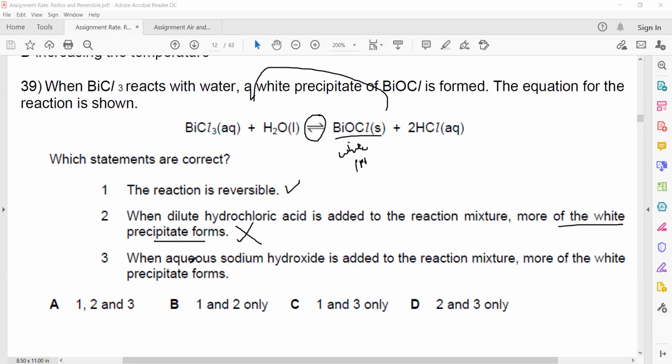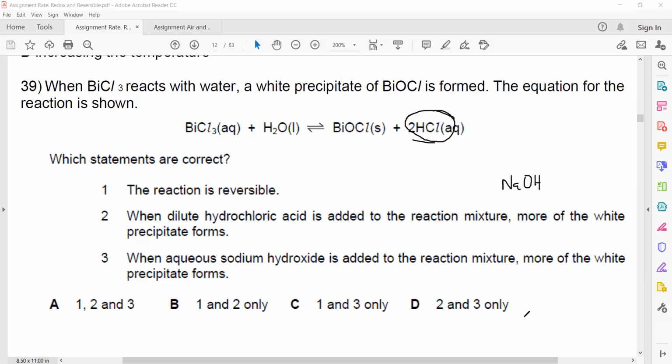The third one, when aqueous sodium hydroxide is added, more white precipitate. Look, when you add sodium hydroxide, you don't see sodium hydroxide in the equation. But can you identify which substance can react with sodium hydroxide, alkali? Which substance can react with sodium hydroxide? The HCl is an acid. So basically what happened, when you add sodium hydroxide, HCl will react with sodium hydroxide, acid reacts with alkali.